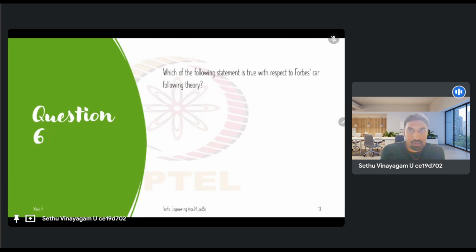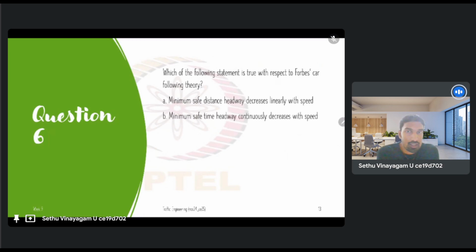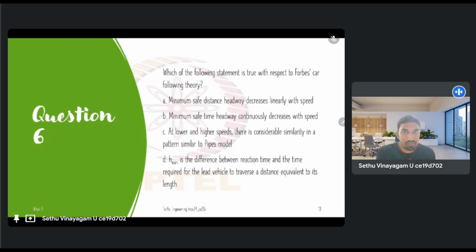Question number 6 is, which of the following statements is true with respect to the Forbes car following theory? Option A is minimum safe distance headway decreases linearly with speed. Option B is the minimum safe time headway continuously decreases with speed. Option C is at lower and higher speeds there is considerable similarity in pattern to the Pipes model. And D is H-min is the difference between the reaction time and the time required for the lead vehicle to traverse a distance equivalent to its length. We have to look at these statements with respect to the Forbes model.